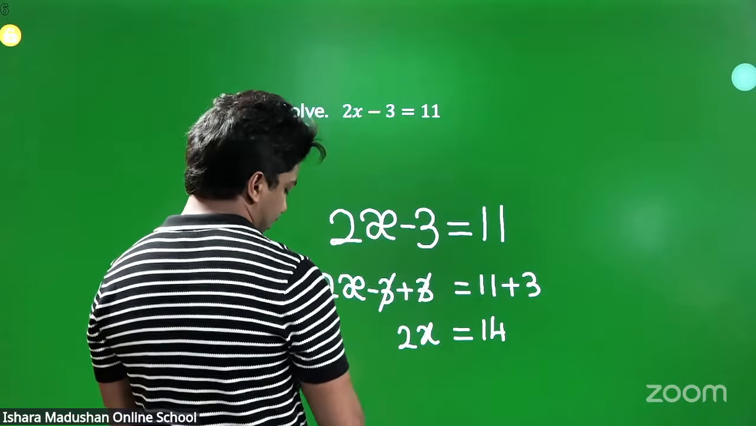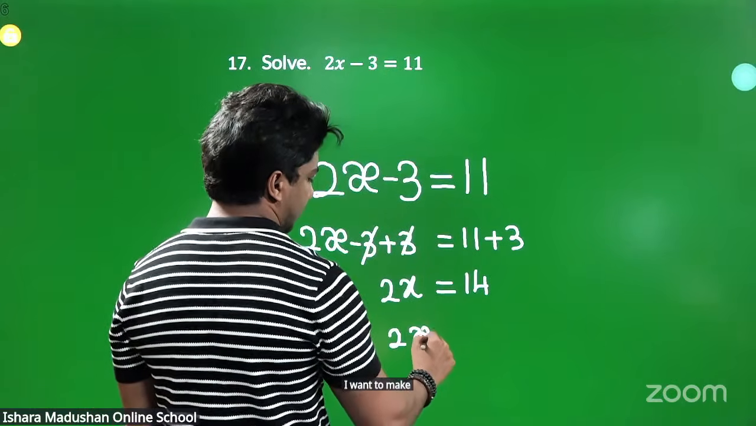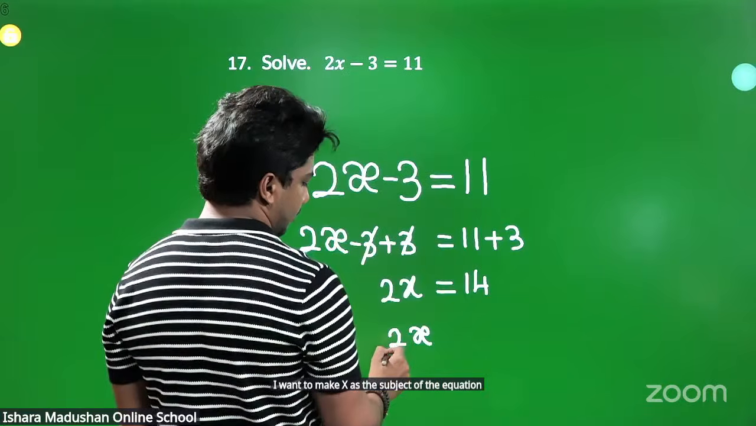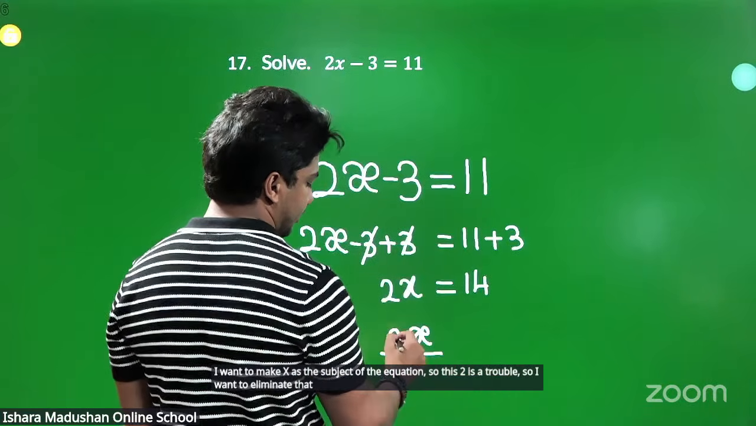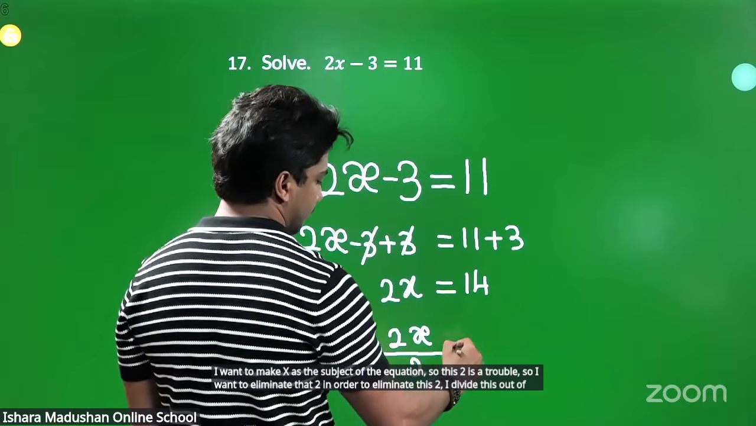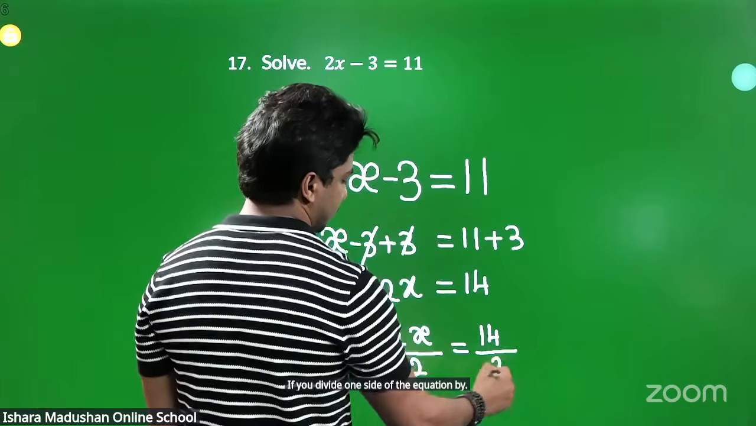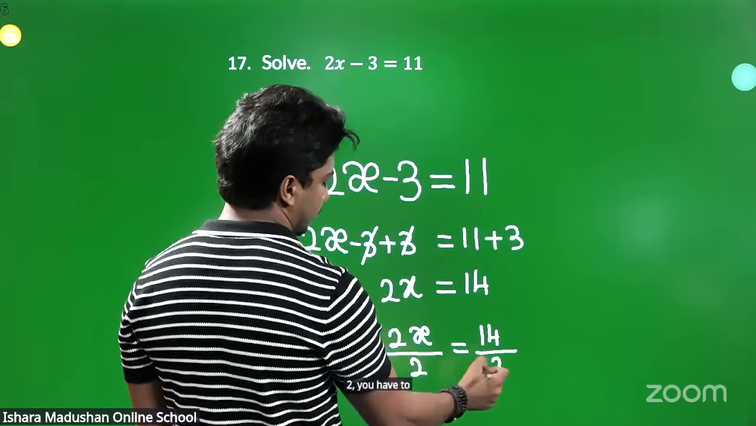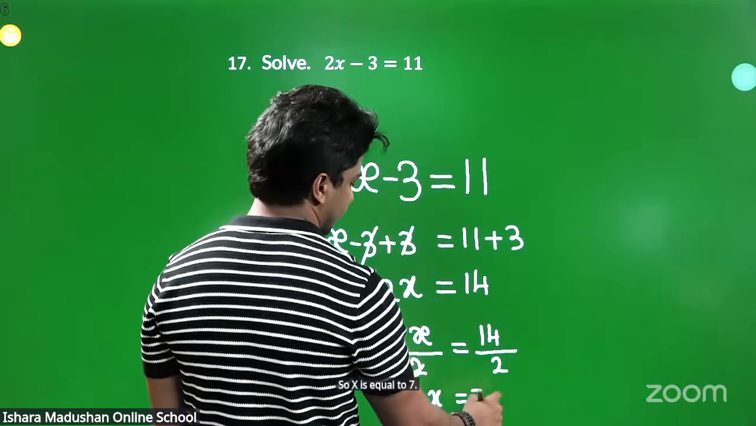Now, Buddha, I want to make x the subject of the equation. So this 2 is a trouble, and I want to eliminate that 2. In order to eliminate this 2, I divide this side of the equation by 2. If you divide one side of the equation by 2, you have to divide the other side by the same amount. So x is equal to 7.